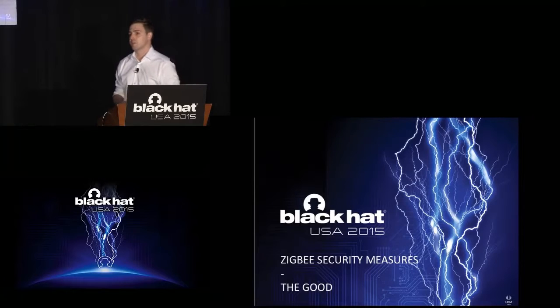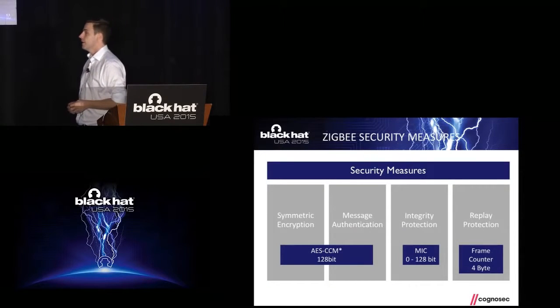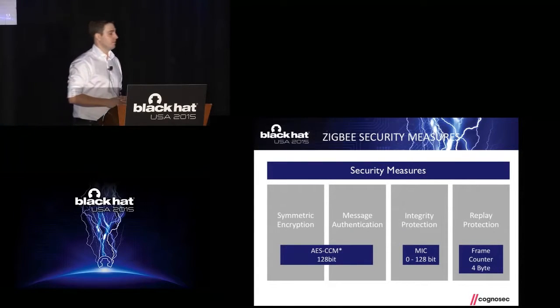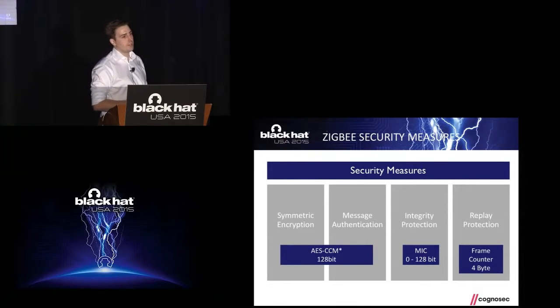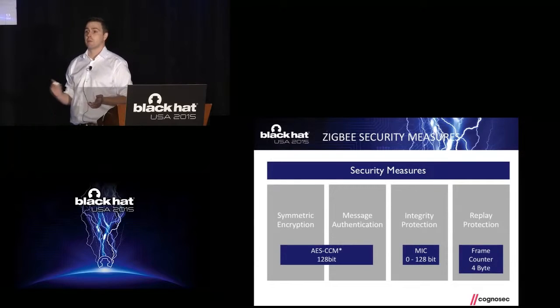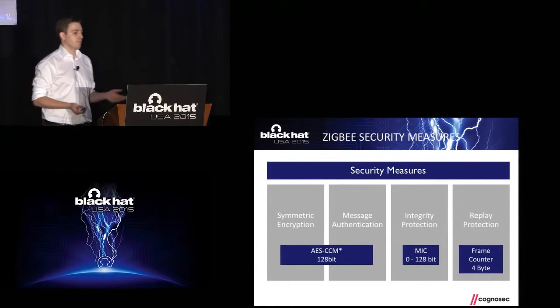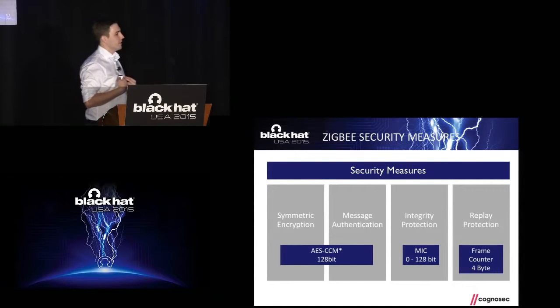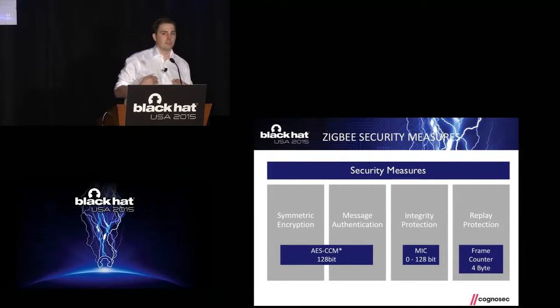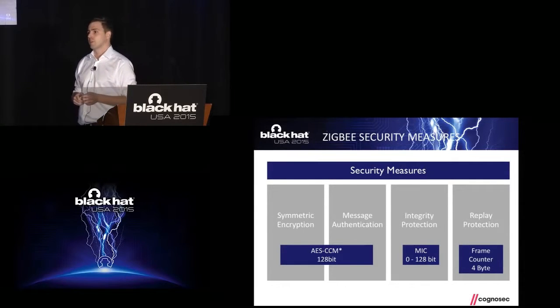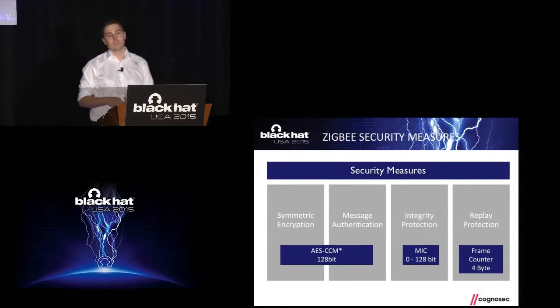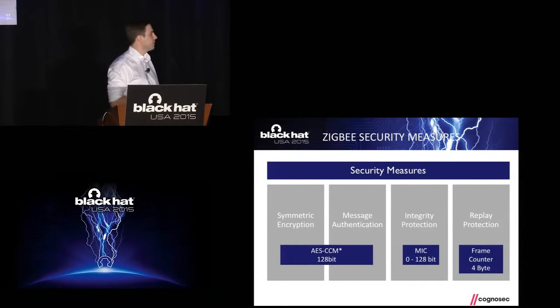What security measures are provided by ZigBee? At first look, it's quite good. They're applying symmetric encryption, message authentication, integrity protection, and replay protection. What they're also doing well, in my opinion, is that they're not doing their own cryptography. They're using AES and CCM mode with a 128-bit key, which I think is appropriate for these kinds of devices.